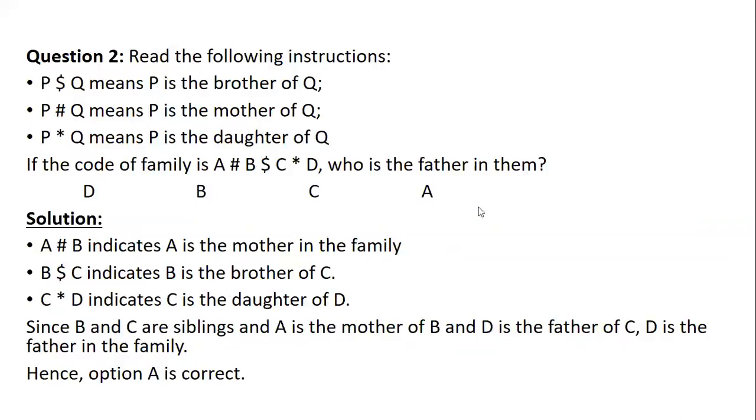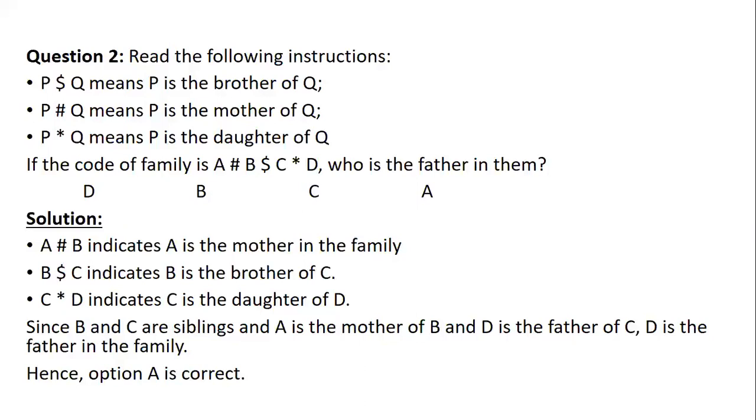Read the following instructions. Dollar denotes brother, hash denotes mother, star denotes daughter. If the code of the family is A hash B dollar C multiplication D, who is the father among them? So A hash B indicates that A is the mother in the family. So A is a mother.